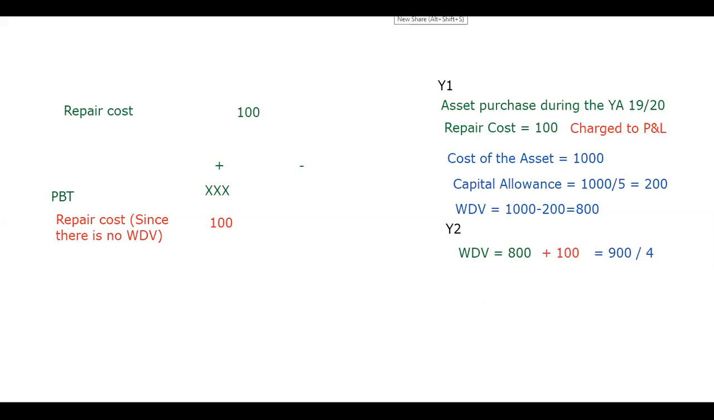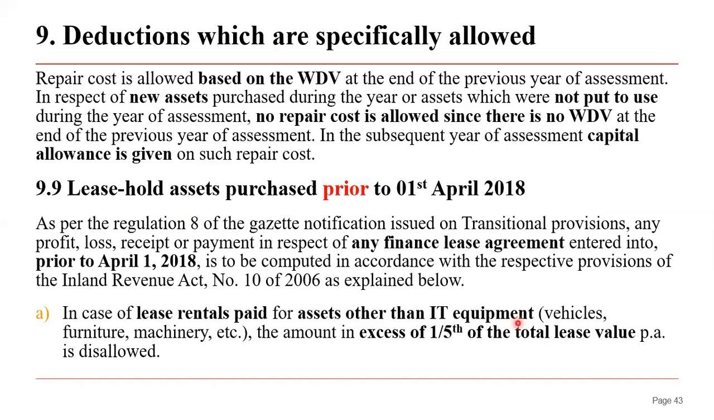Then moving to the next adjustment: leasehold asset purchase prior to 1st April 2018. As you are all aware, leasehold assets normally came up because of 1st April 2018, when the new law came into effect. The previous law is the Act No. 10 of 2006.